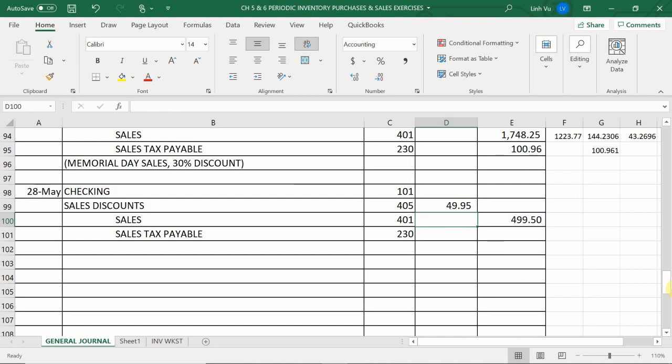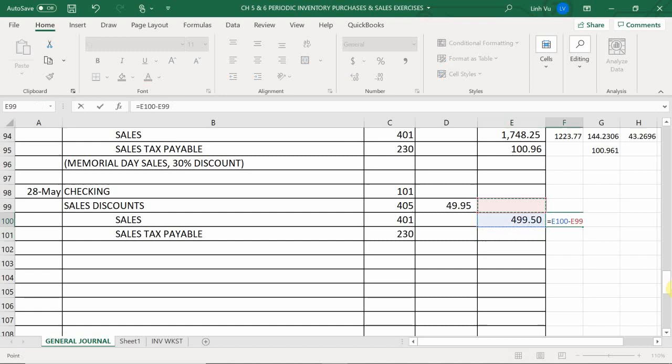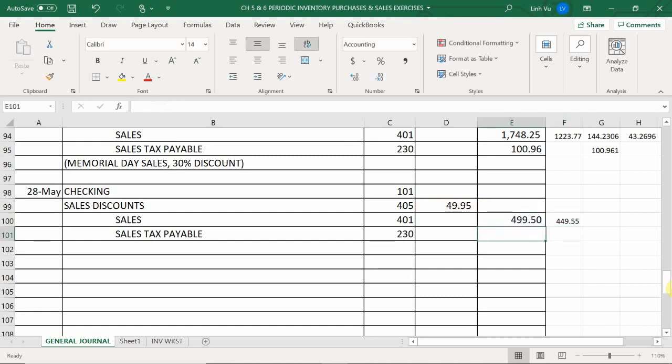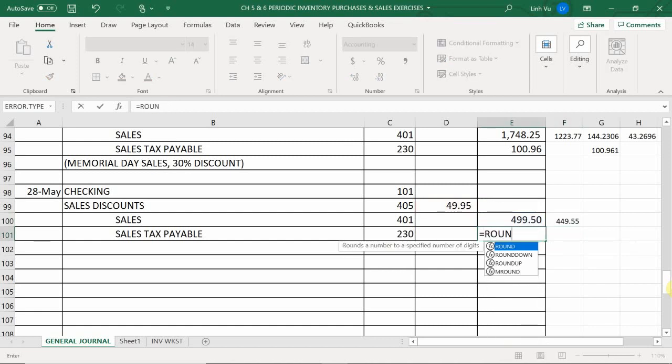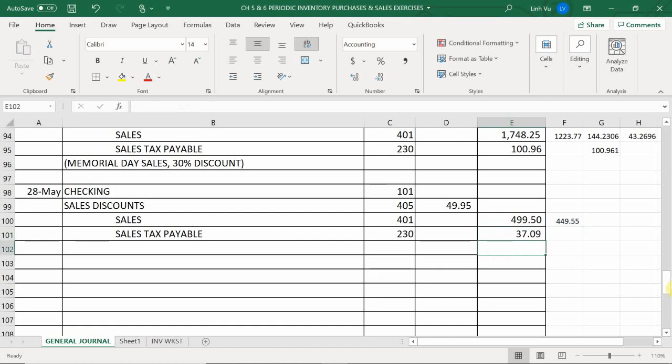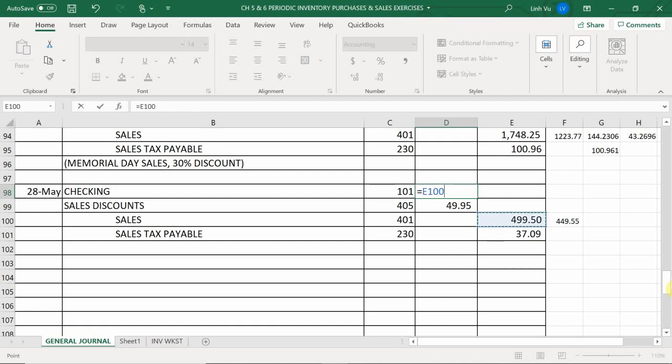Okay? So then, how much tax should I charge customer C? $37.09. Good, right? We're going to be taking the discounted amount. So then, how much money is going to be in my checking account?